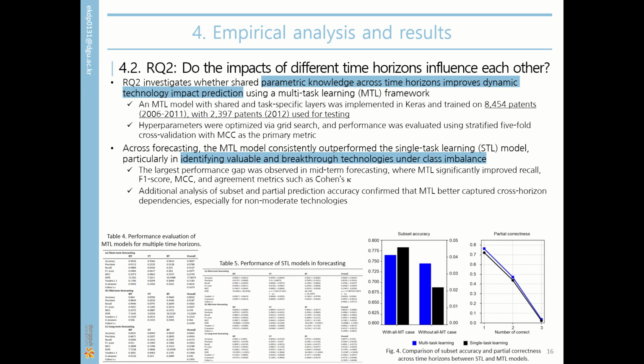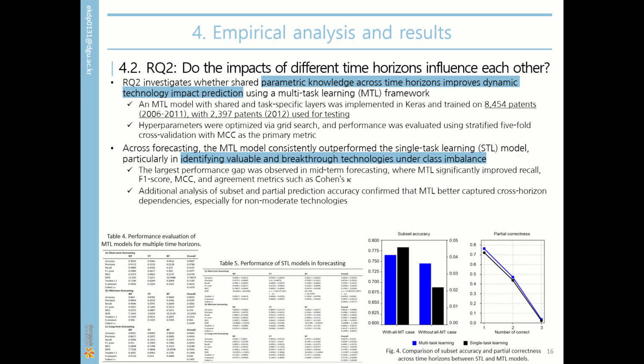tasks. The model was trained using 8,454 patents and tested on 2,397 patents, and its performance was evaluated using five-fold cross-validation.